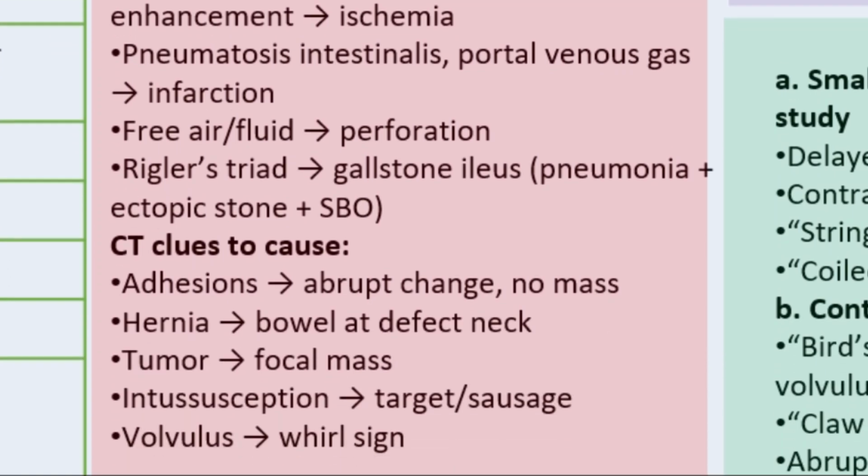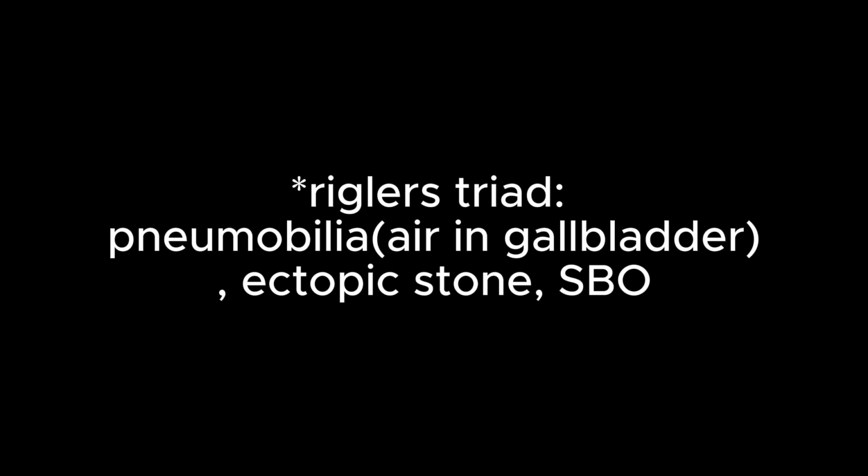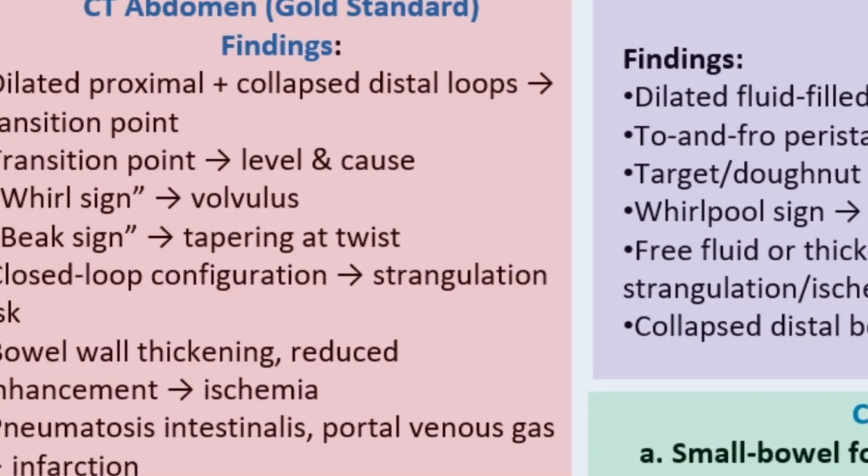Then we have the bowel wall thickening and reduced enhancement, and this occurs when we have ischemia. Then we have pneumatosis intestinalis and portovenous gas, and this is seen when we have infarction. So whenever you see air in the wall of the intestines, that is pneumatosis intestinalis, and air in the portovenous system, you know that we are most likely having infarction. Then we have free air or fluid. This is going to be seen in perforation. We have Rigler's triad, which is seen when you have a patient with gallstone ileus, where someone is going to have pneumobilia, an ectopic stone, as well as small bowel obstruction. That is Rigler's triad.